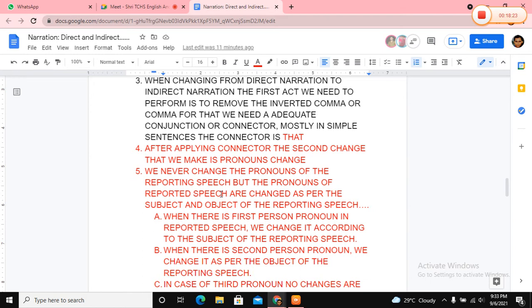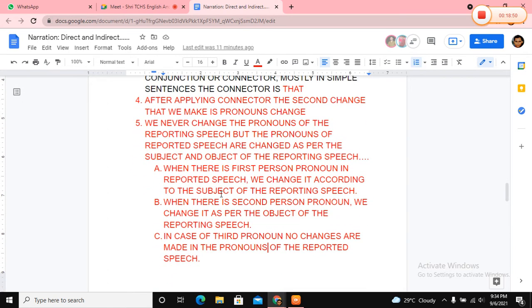When there is first person pronoun in the reported speech, we change it according to the subject of the reporting speech. When there is second person pronoun in the reported speech, we change it as per the object of the reporting speech. And when there is third person in the inside part, we don't have to make any changes.